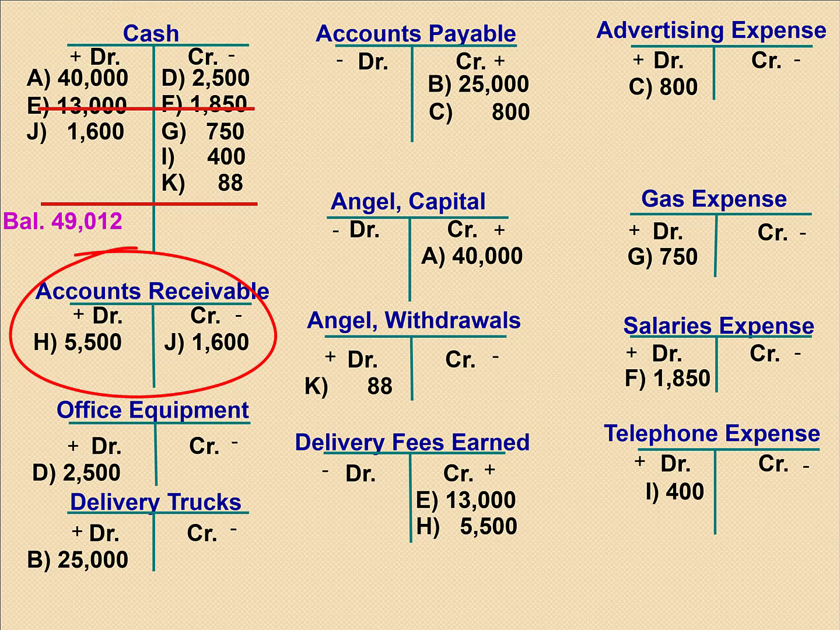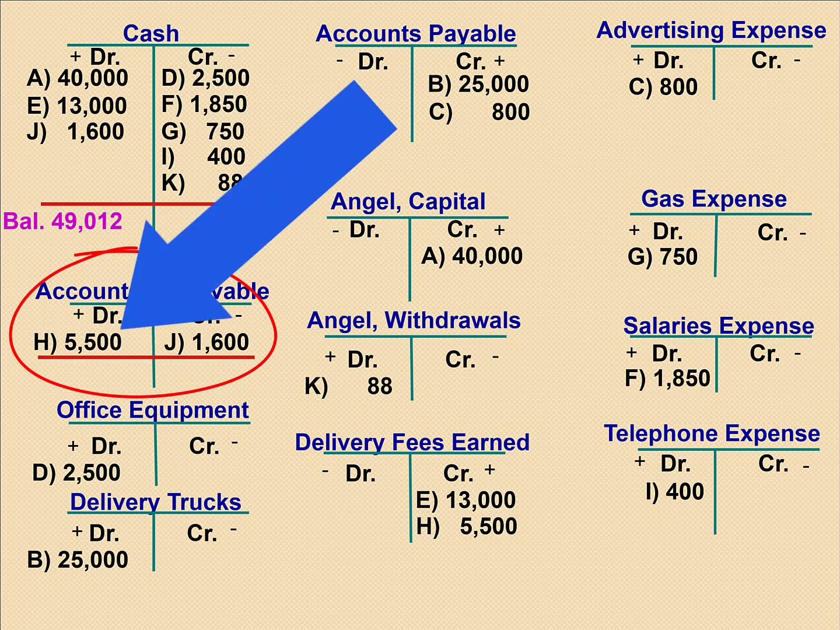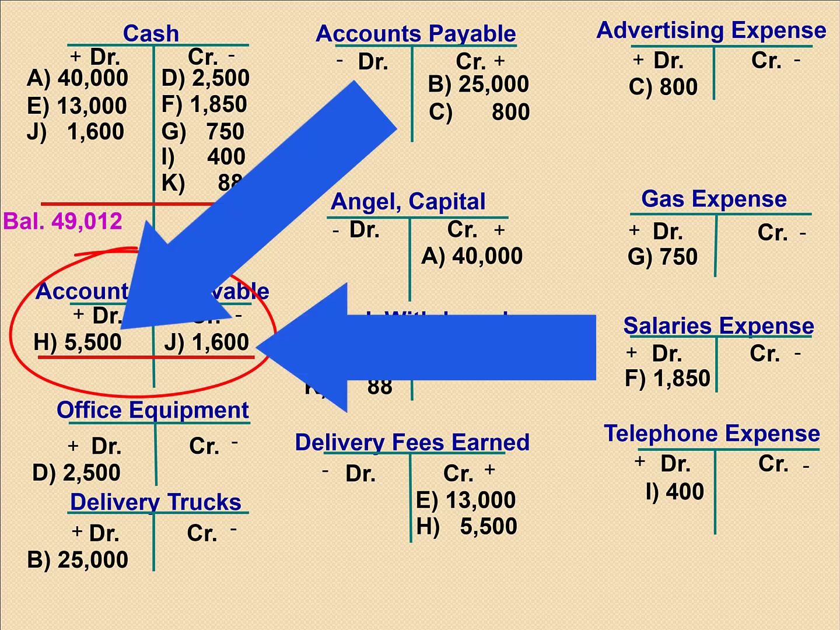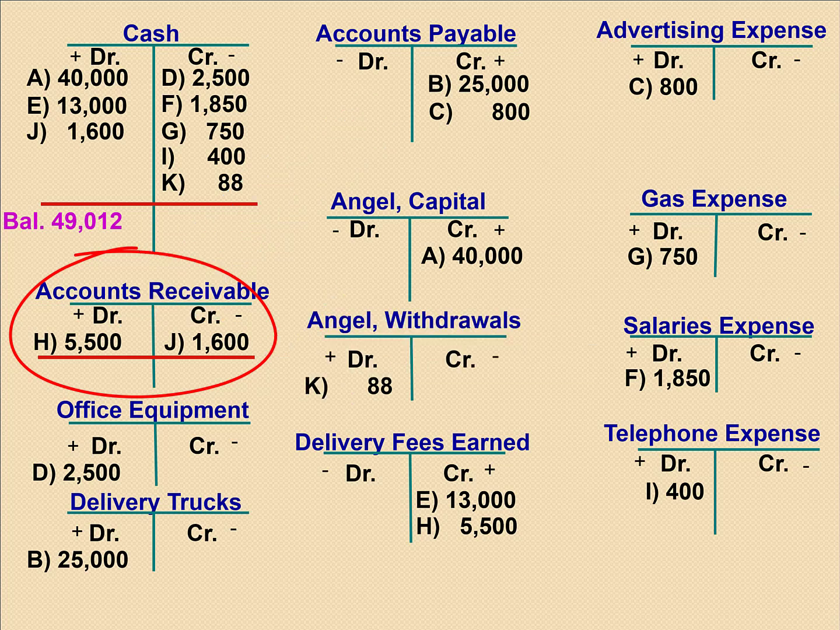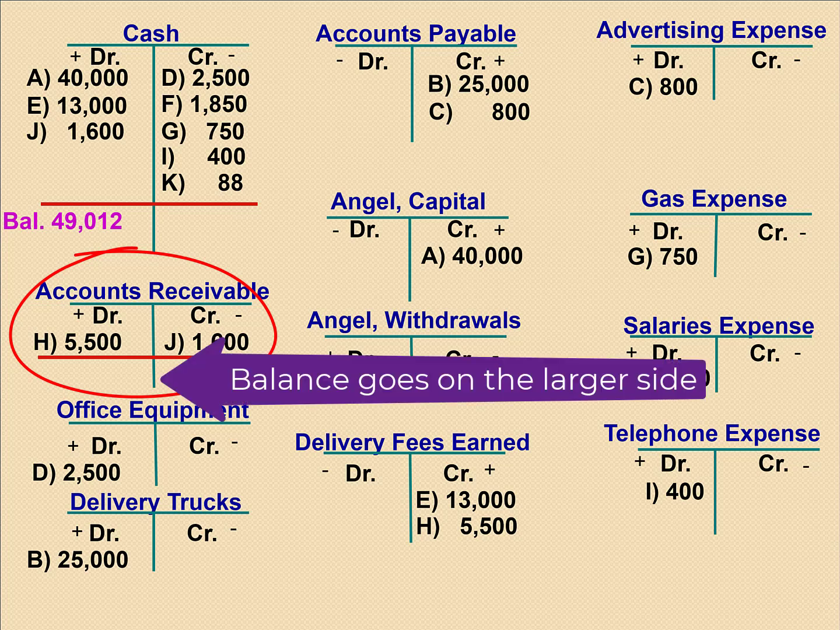The next account that has, working our way down, the next account that has two transactions is accounts receivable. So we're going to draw a line. And then we're going to take the positive number, 5,500, subtract the 1,600, and that gives us 3,900. So which side are you going to put the 3,900 on? It goes on the bigger side. Also, the normal balance side for AR is the plus side.